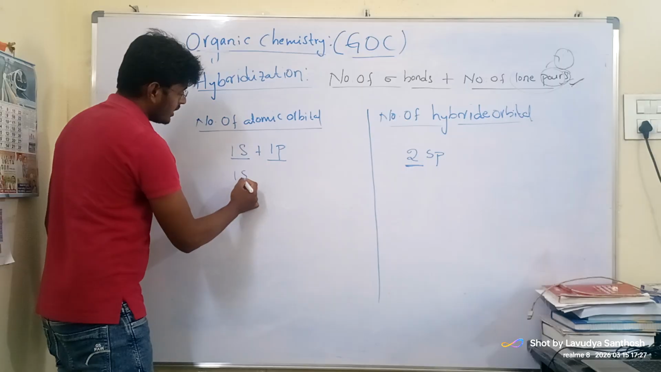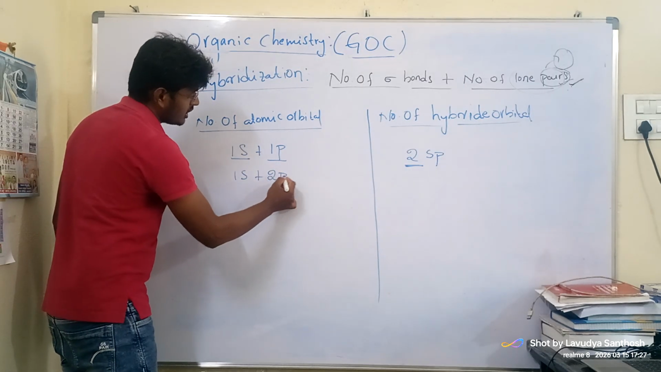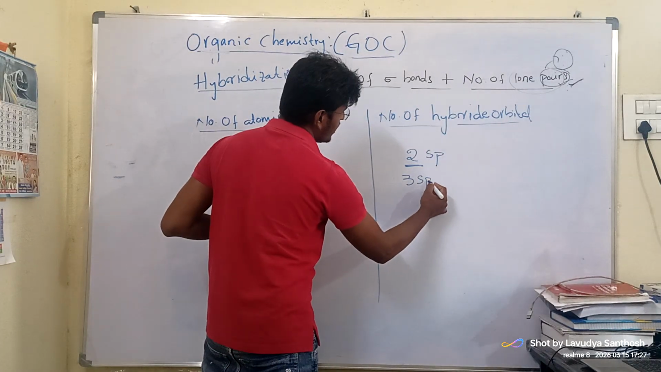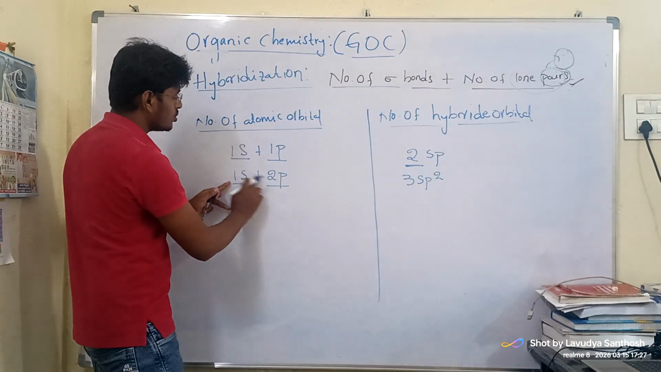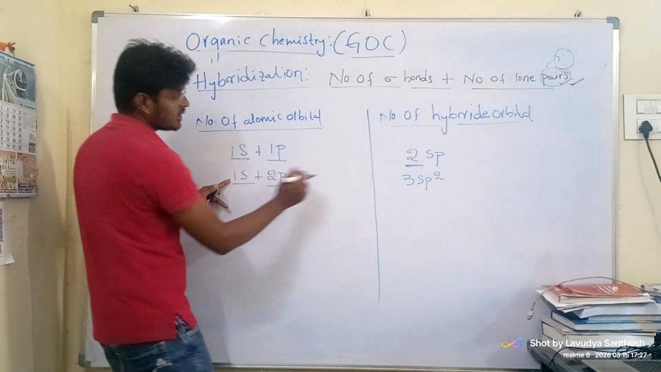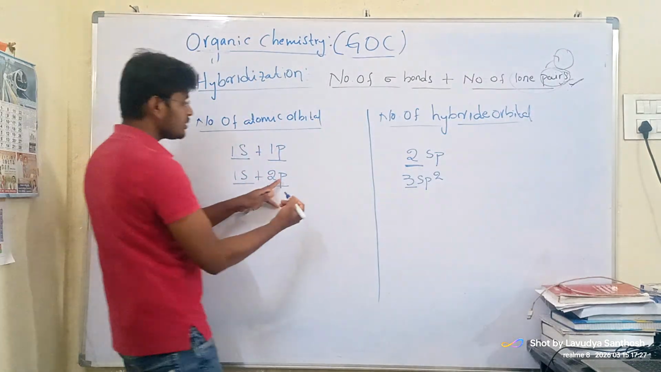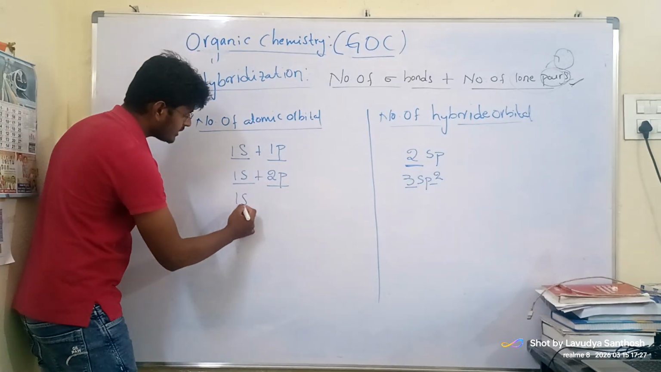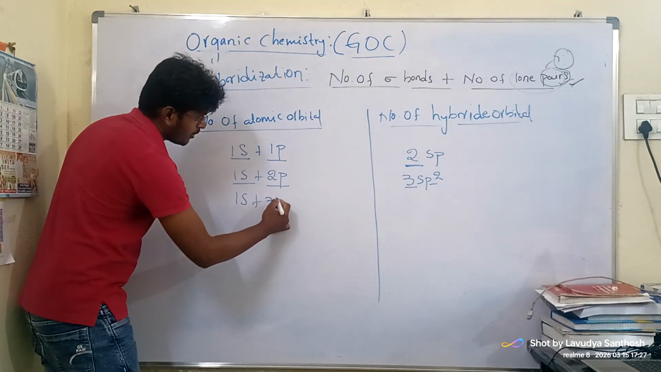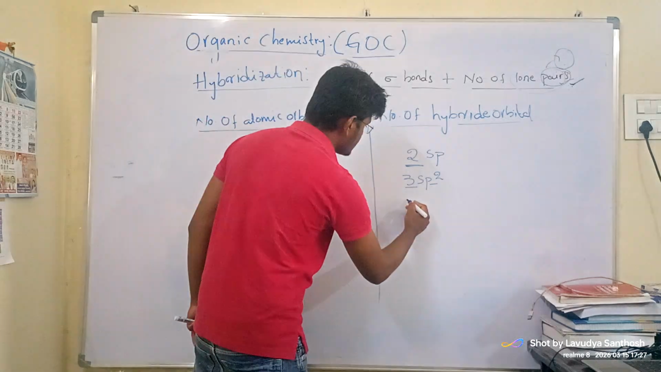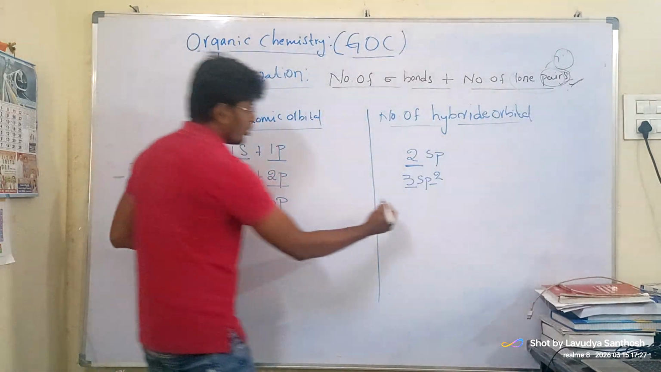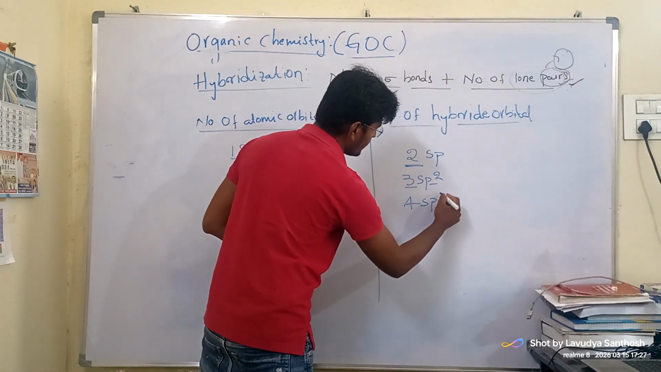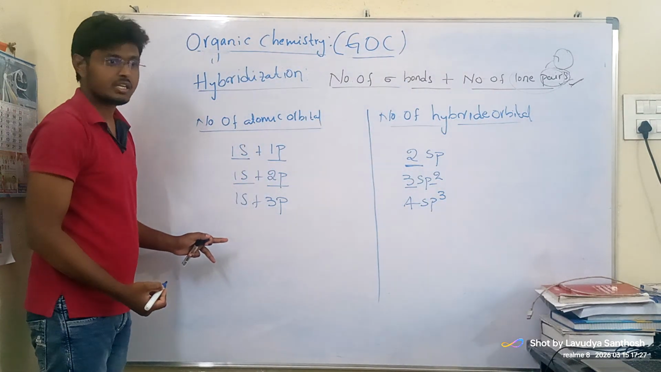Now next, 1s plus 2p, how many should form? 1 plus 2, how much? 3. So 3 sp2 orbitals. Next, 1s plus 3p, that is 1 plus 3, 4 sp3 orbitals. This is 4 sp3.